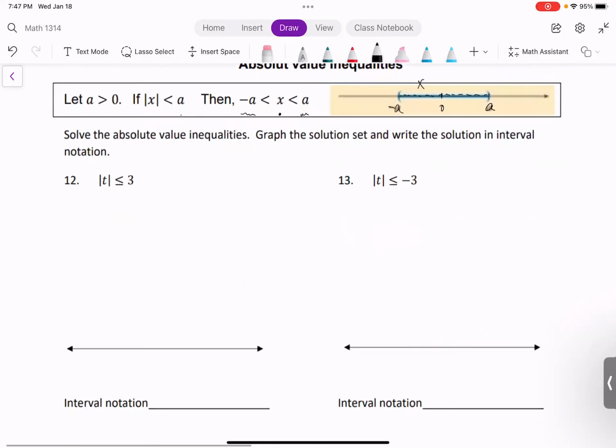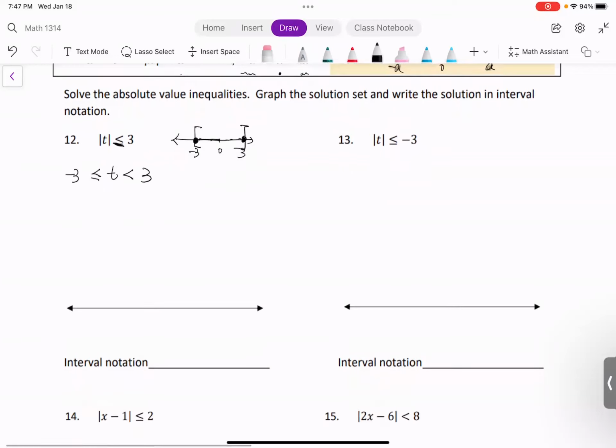Let's use this definition to solve two questions here. Number 12, the absolute value of t is less than or equal to 3. That means here is -3, here is +3. I can only choose a point in the middle, then the distance is less than 3. And also we have an equal sign here. That means I can choose the point t equals -3 and t equals +3. So t is between -3 and 3.